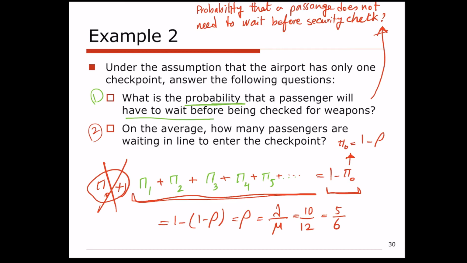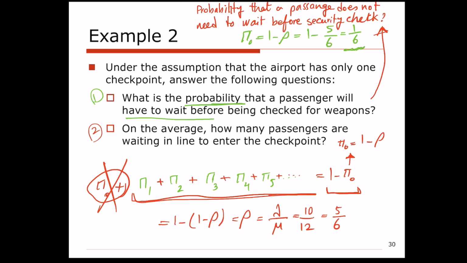A passenger does not need to wait only if there are 0 people in the system. When there are 0 people in the system, the passenger that comes immediately goes to the security check and is not going to wait at all. So the probability that a passenger does not need to wait before he or she can do the security check is when there is no person in the system, and that happens with probability of pi 0, which is 1 minus rho, 1 minus 5 over 6, which is 1 over 6. So that would be the probability that a passenger that comes to the system can go to the security check directly without waiting in the system at all.